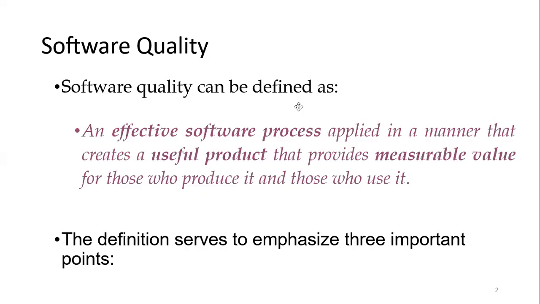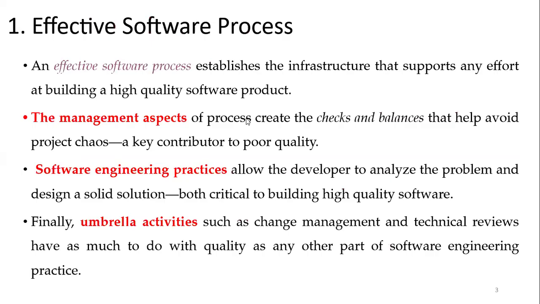Today we are discussing the software quality process. Software quality can be defined as an effective software process applied in a manner that creates a useful product that provides measurable value for those who produce it and those who use it. The definition serves to emphasize three important points.